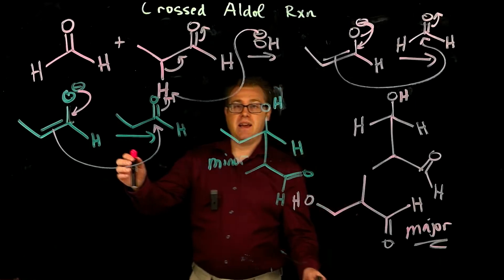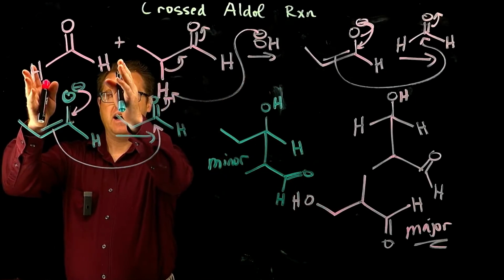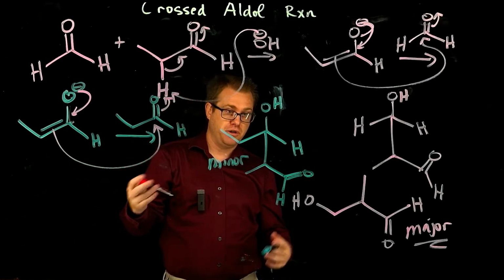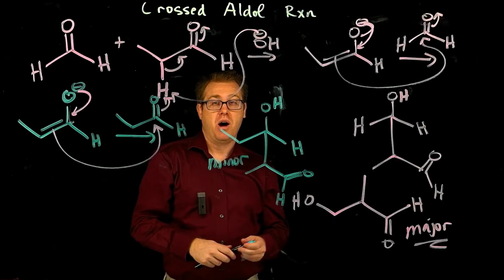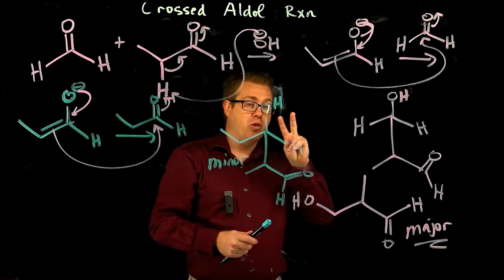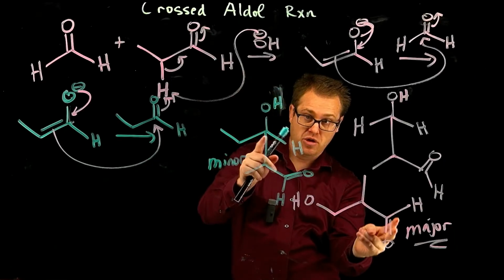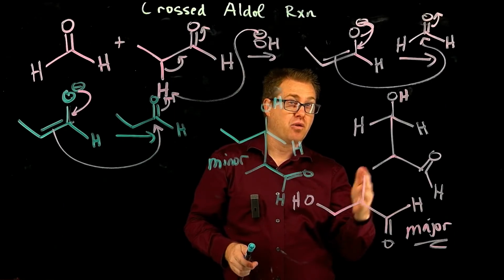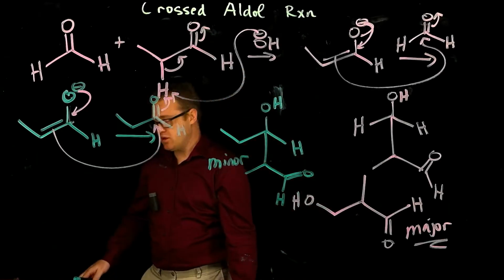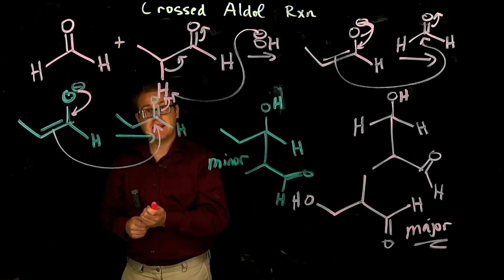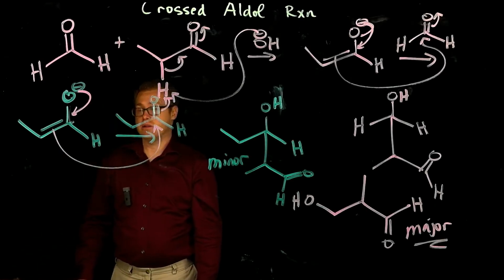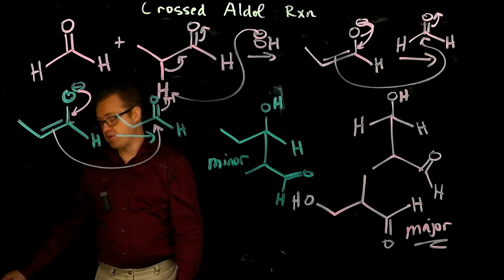But this idea of selecting an aldehyde or a compound with no alpha protons will reduce the possible products from 4 down to 2. And more often than not, those 2 products shown here, you can select for one over the other due to a steric argument. So the next, I want to go through another example of a cross-aldol reaction with another aldehyde without any alpha protons.